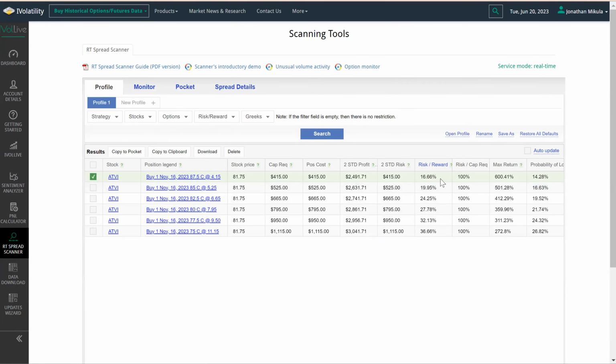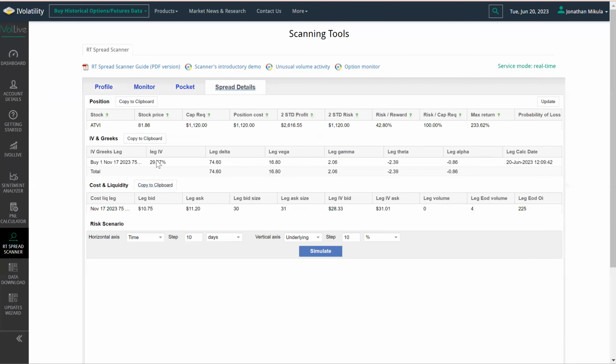Or you could say, look, I want to go with the highest risk reward call option, this 36.66. So here we're buying the November, let's expand this view. Here we're buying the November 17, 2023 $75 call for $11.20. So it's already in the money because the stock price is 81.86. So it's going to have a very sensitive delta. As Activision goes higher, so too will this option. It's just going to cost you more upfront to buy.